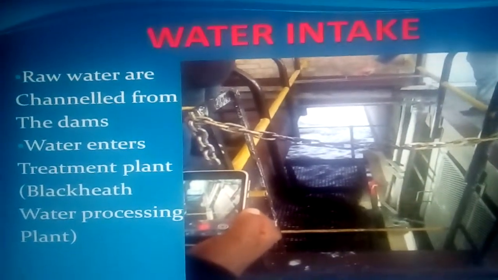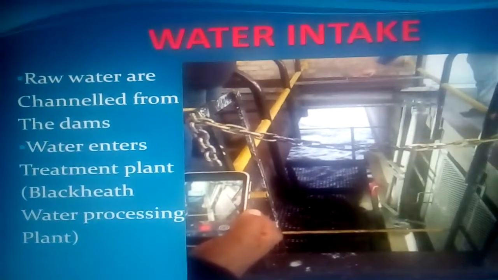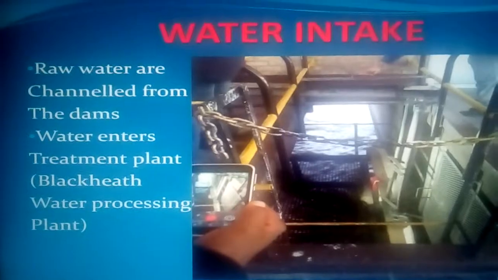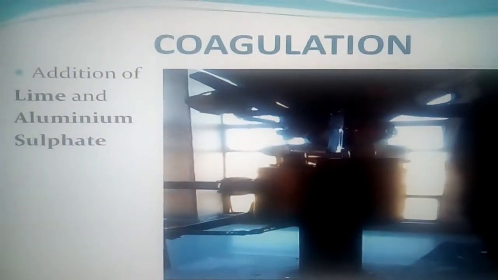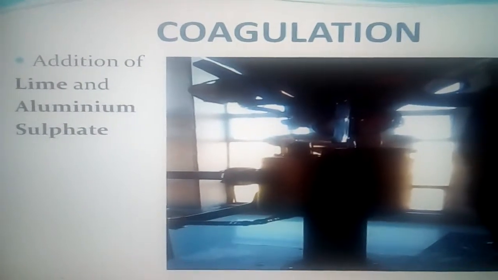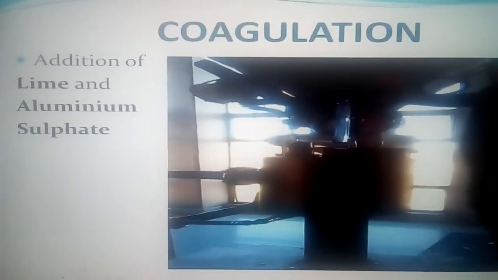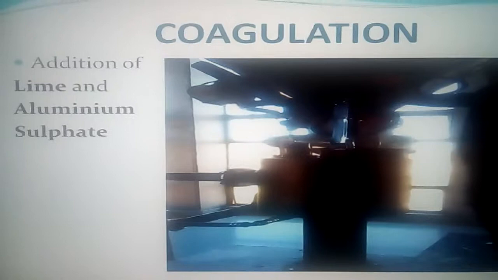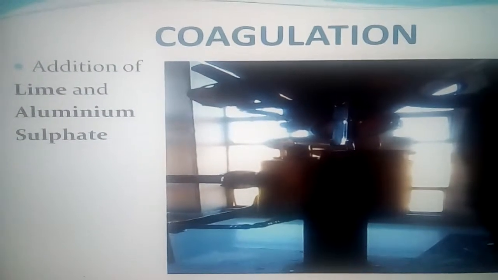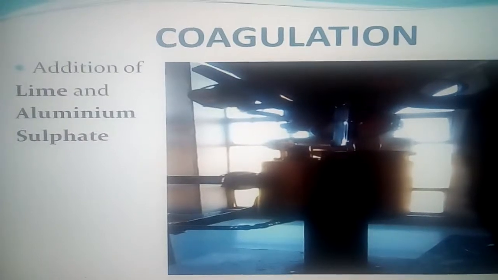So here the water is channeled, this is stage 1. Stage 2 is called coagulation. Coagulation is the addition of lime and aluminium. Those two chemicals are very important in neutralizing the acidity of the water.